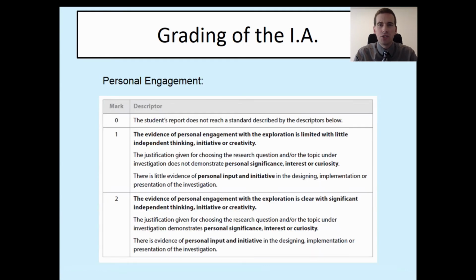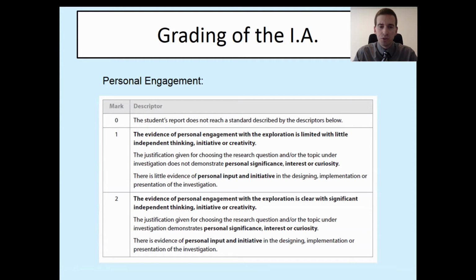Now I've just cut and pasted the grading descriptors for each section. Now you can see here that they are broken into different sections depending on how good the mark is. So for personal engagement, it's only out of 2, so there are 3 sections. 0, 1 and 2. Now I'm really only going to focus on the top mark because that's what you should all be aiming for. So for personal engagement, you need to show clear evidence that you have been engaged with the process. This can include independent thinking, initiative, creativity.